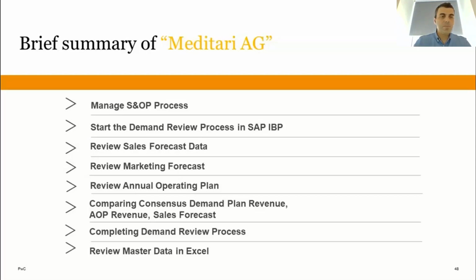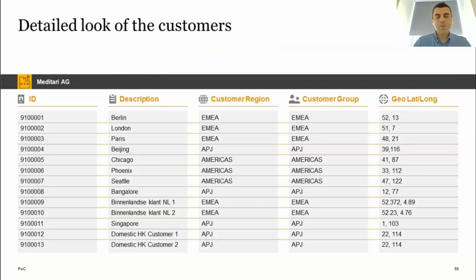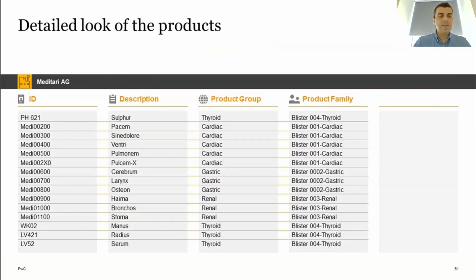The business case, as I told you, is for this fictive company that we have, Meditari AG. We have defined several master data. You will see it in the system. We have defined different products with a product ID, with a description, with a product group and a product family. We will see how you can aggregate and disaggregate the forecast and how you can drill down to the level of the product or to the level of the product family. You can see how flexible the tool is in identifying or pinpointing a possible issue.